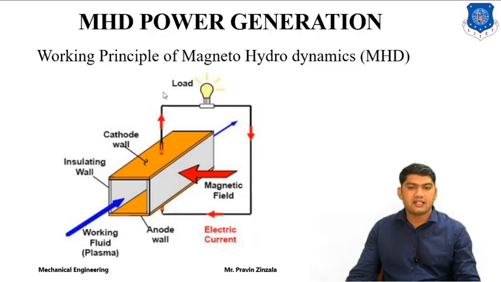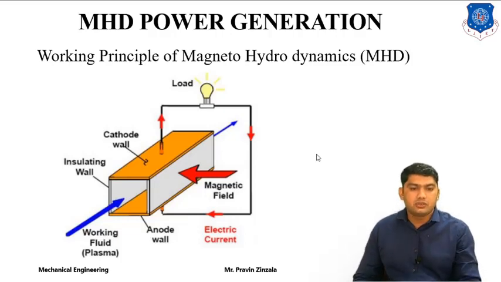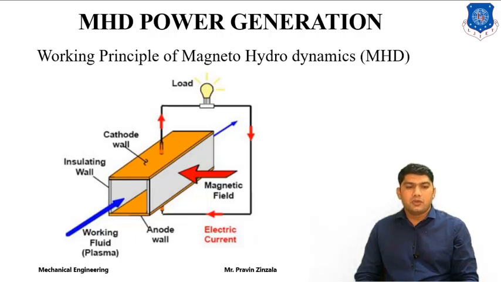This is the second direction. The vertical direction is our electrical direction, or motion of electrons, and perpendicular to both is the working fluid direction. So according to Faraday's law of electromagnetic induction, electricity will be generated in the load. We can generate electricity by utilizing ionized gas. So first of all, we require ionized gas such as plasma to generate the electricity.